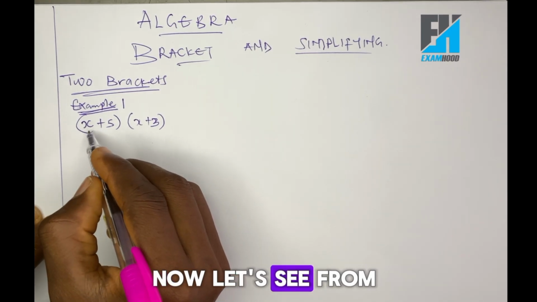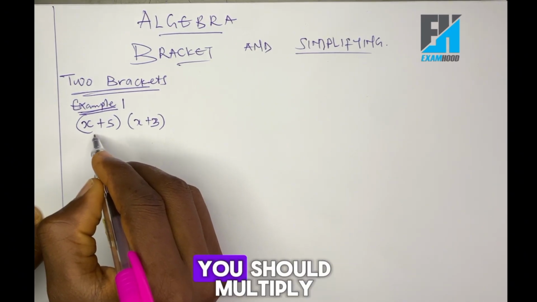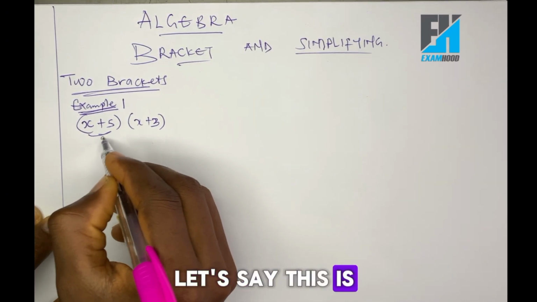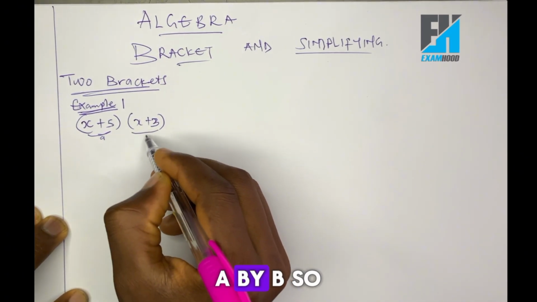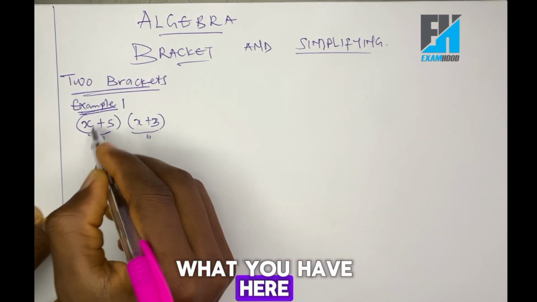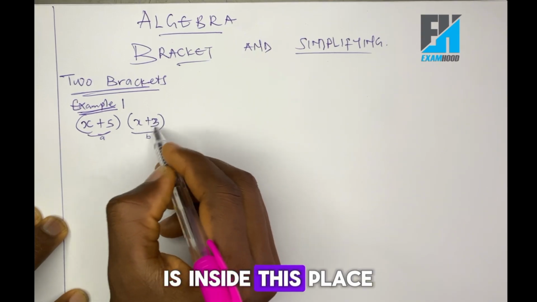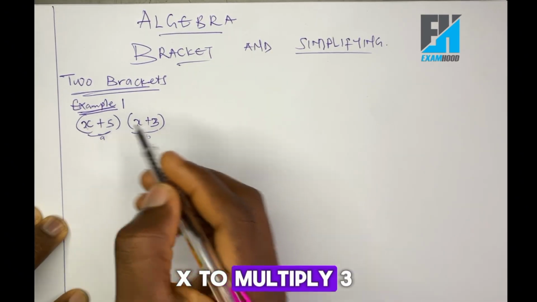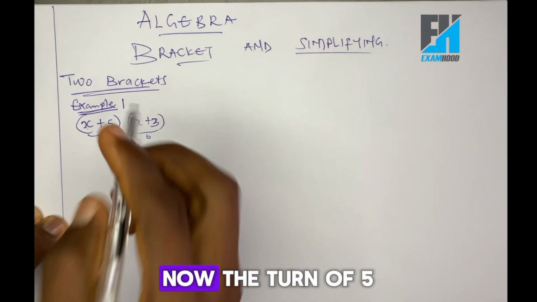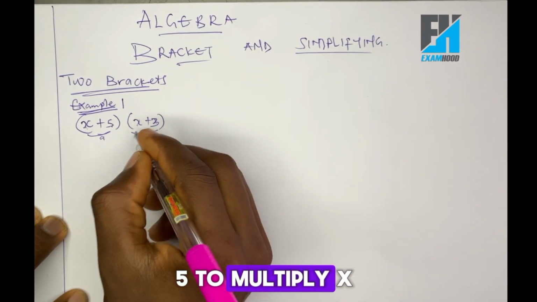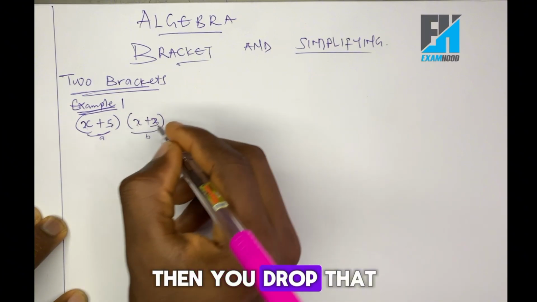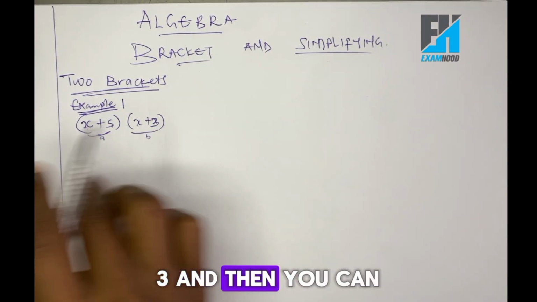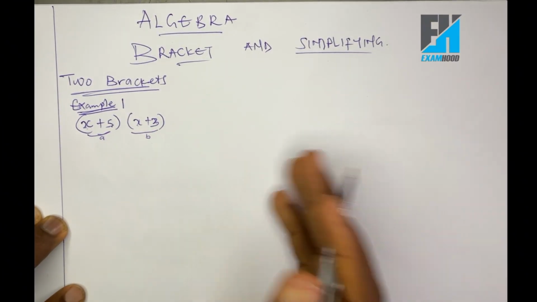Let's see. From what you have here, it is saying that you should multiply, let's say this is A by B. So what you have here should multiply everything that is inside this place. So we have x to multiply x, to multiply 3. You have the answer. Now the turn of 5 to multiply x, you put it, then you drop that of 5 to multiply 3, and then you can simplify further.